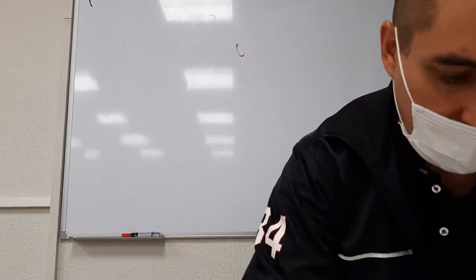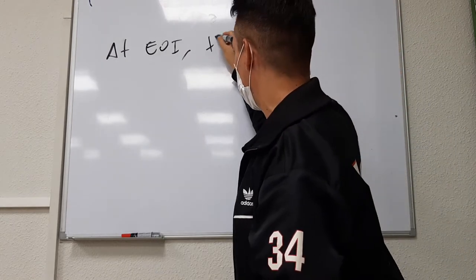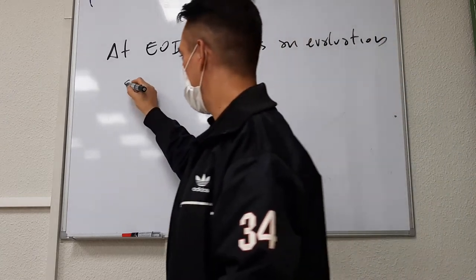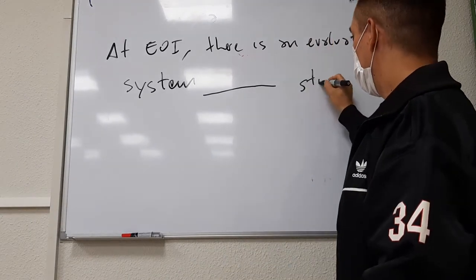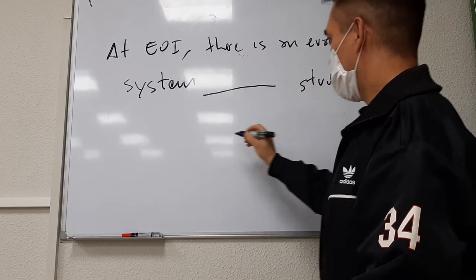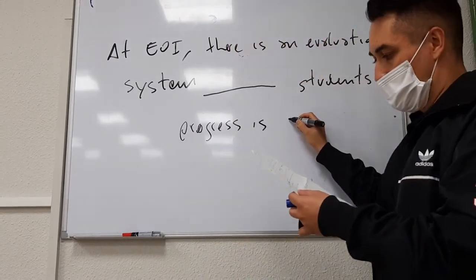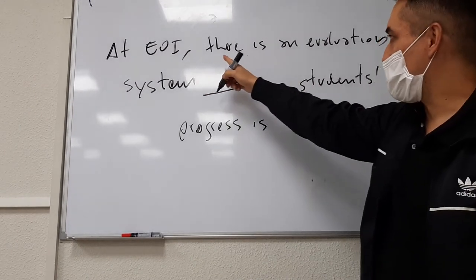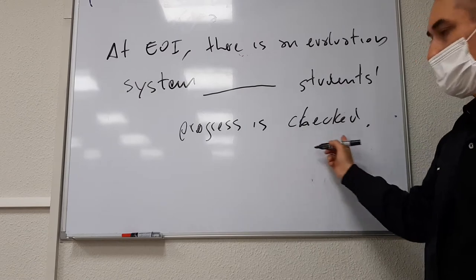Another one. Complete this sentence for me. At AOE, or Official School of Languages, there is an evaluation system. Students' progress is followed or checked. At AOE, there is an evaluation system. Students' progress is checked.